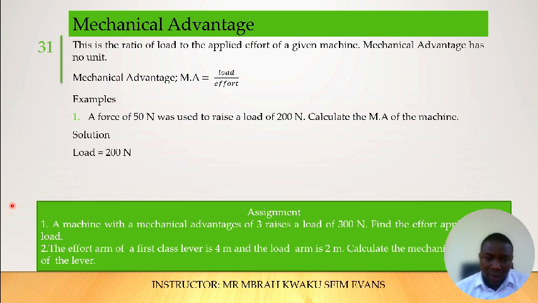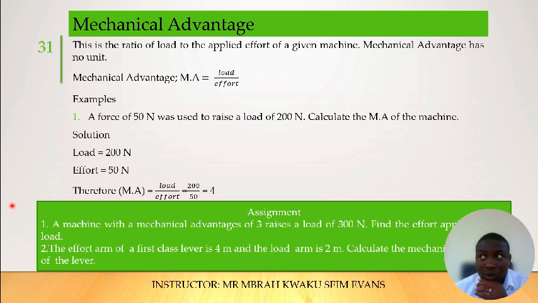Solution: we know that our load is 200 Newton from the question, our effort is 50 Newton, and our formula for mechanical advantage is load over the effort. Therefore, 200 over 50 will give us 4. So the mechanical advantage is 4.